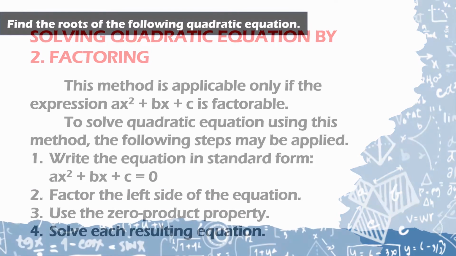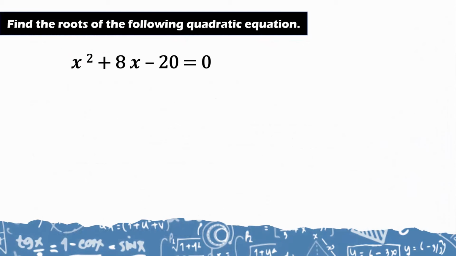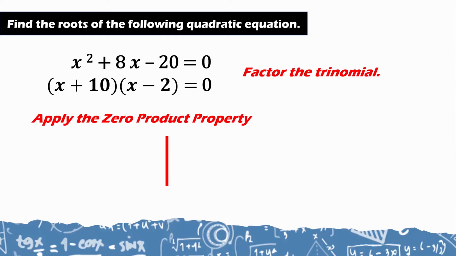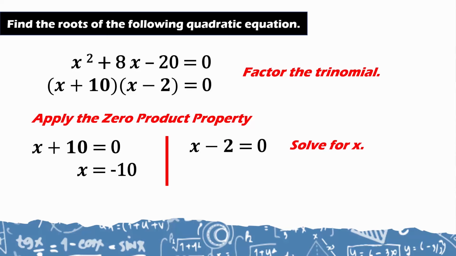Okay, let us solve the following quadratic equations using the factoring technique. Number 1, we have x squared plus 8x minus 20 equals 0. So we have to factor the left side of the equation, and the factors are x plus 10 and x minus 2. Applying the zero product property, wherein each factor will be equated to 0, we have x plus 10 equals 0 or x minus 2 equals 0. Solving for the values of x, we have x equals negative 10 or x equals 2.